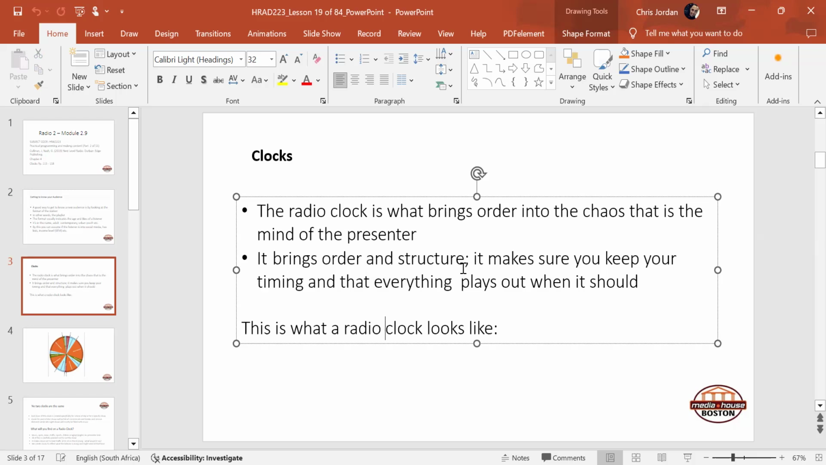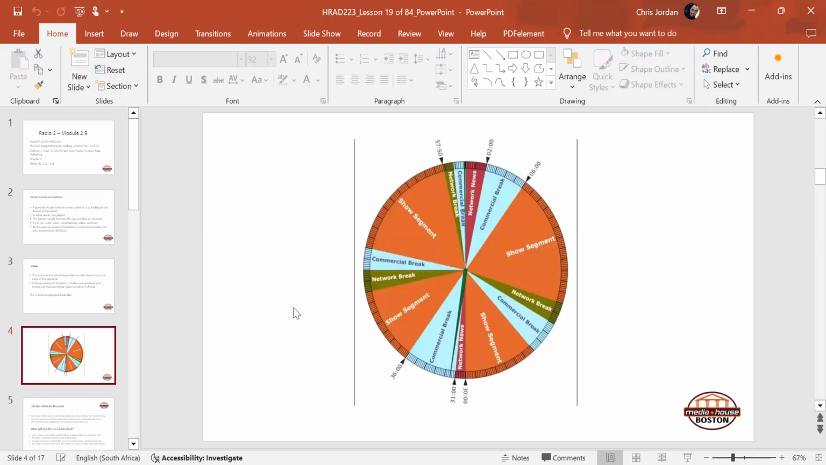It makes sure that you keep your timing. As a broadcaster, as we did discuss before, your biggest skill, amongst others, is time management. There are other main skills, but your time management is mandatory, right? And it's non-negotiable as well. That is a skill that you have to apply yourself as a professional, so that everything plays out when it should, right?